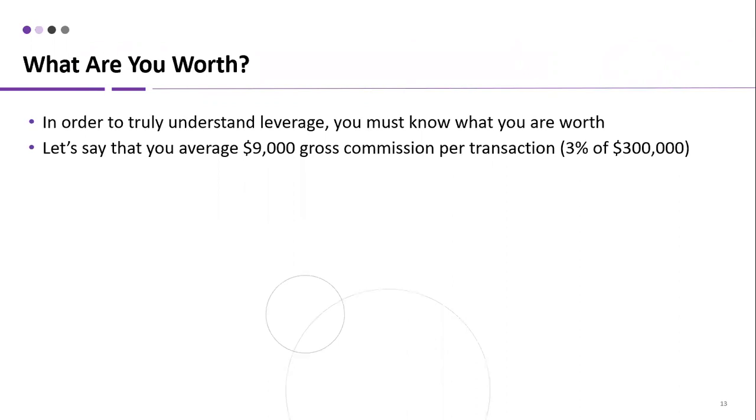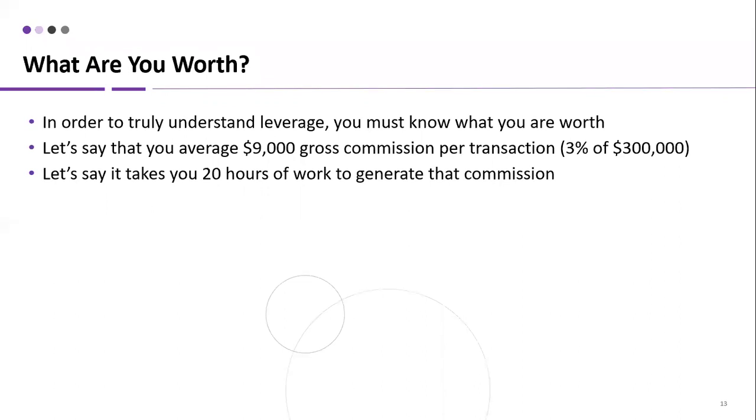So with that being the case, let's also say that it takes you 20 hours of work. What I mean by that is 20 hours of time showing homes, contracts, inspections, generating the lead, the whole shebang. If it takes you 20 hours of work to generate a $9,000 transaction, then you're worth $450 per hour. That's $9,000 divided by 20 hours, and that's $450.